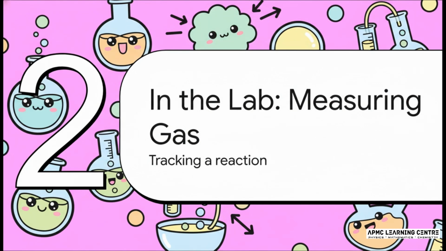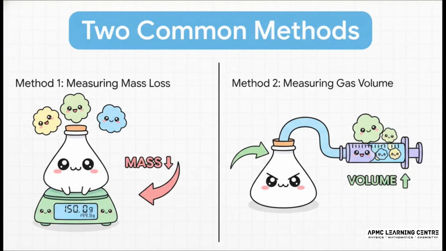Okay, so that's the theory. But let's get practical. Let's head into our virtual lab, because seeing how this is actually done is way more interesting, especially for reactions that produce a gas, which happens all the time in chemistry. So we've got two main tricks up our sleeve here. We can either measure how much mass is lost as a gas escapes, or we can just trap that gas and measure its volume directly. Let's check out the setup for both.